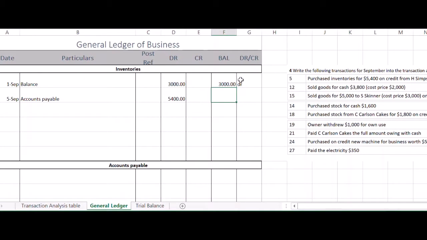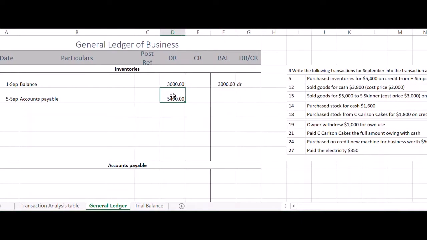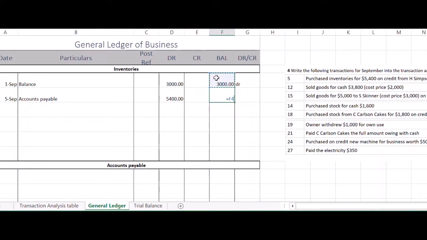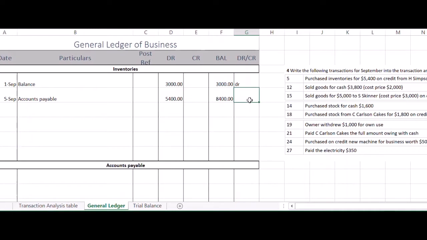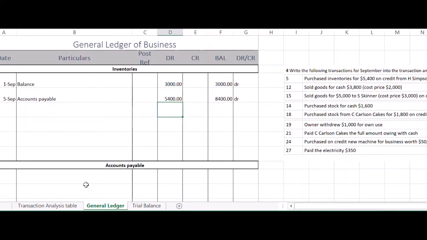In this case here, it's a debit balance. It was originally in here. I've got another debit balance, so I'm going to add them together. If it was credit, I'd subtract. So I'm going to add both these together, and it should get about 8,400. And it's debit because there's more money on the debit side.